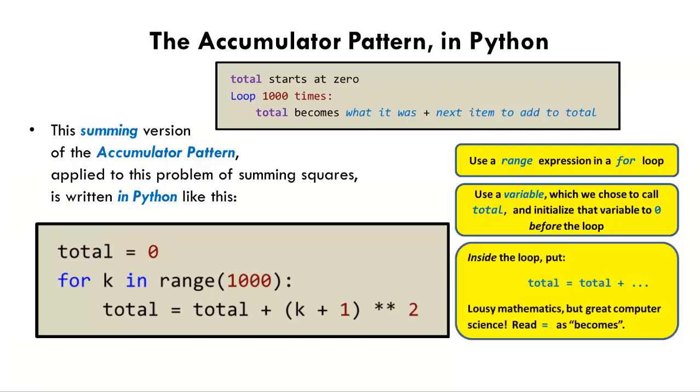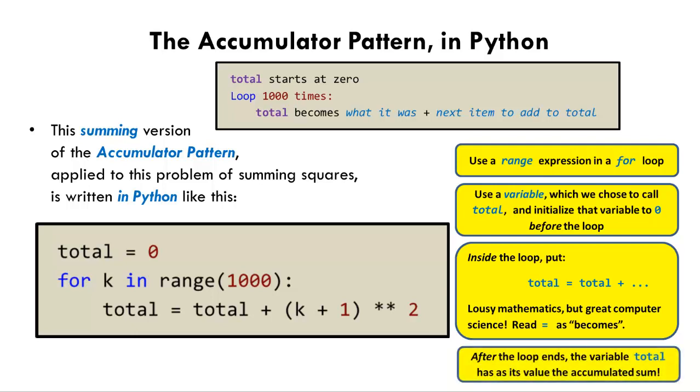Third, inside the loop, we wrote a very strange-looking statement. total = total + some stuff. The key is to read that as total becomes what total was plus some stuff. Read that way, it makes perfect sense. Thus, when the loop ends, the variable total has as its value the accumulated sum. Let's see this loop in action in the debugger in Eclipse.